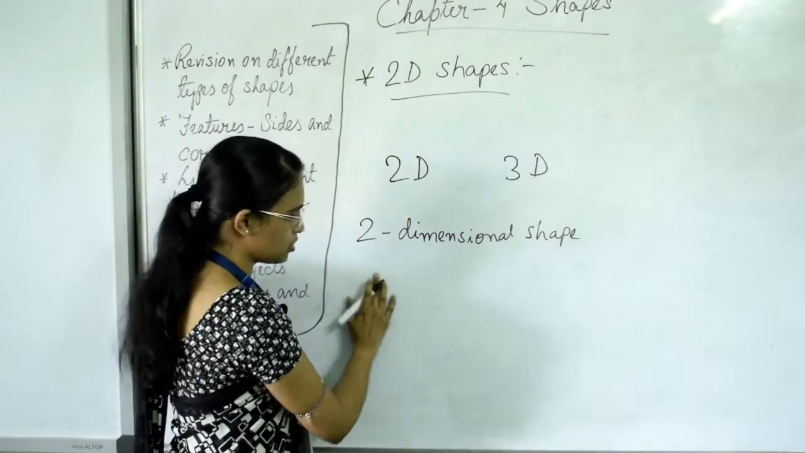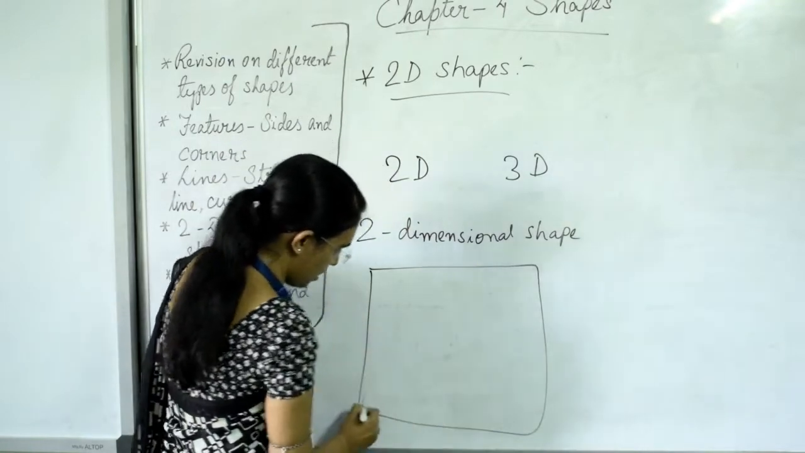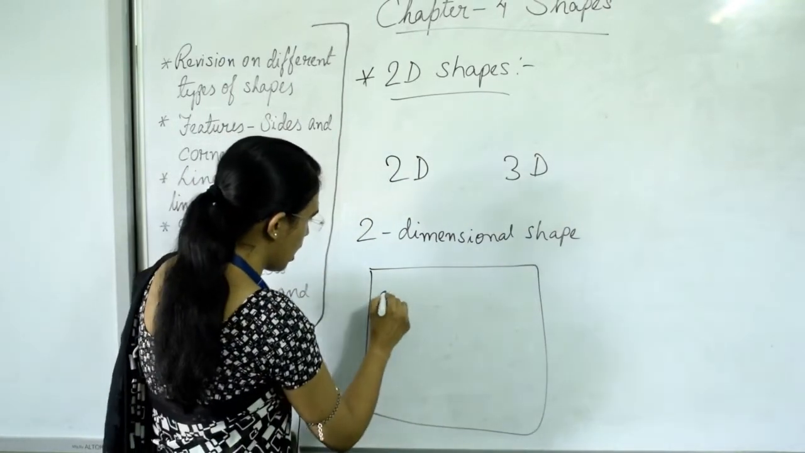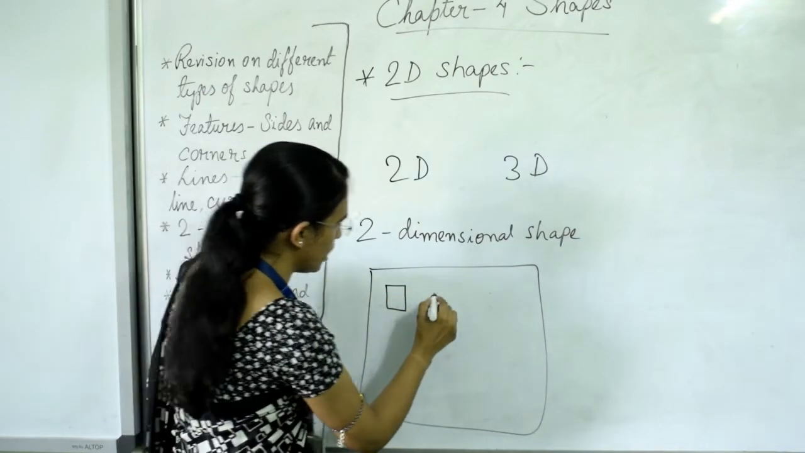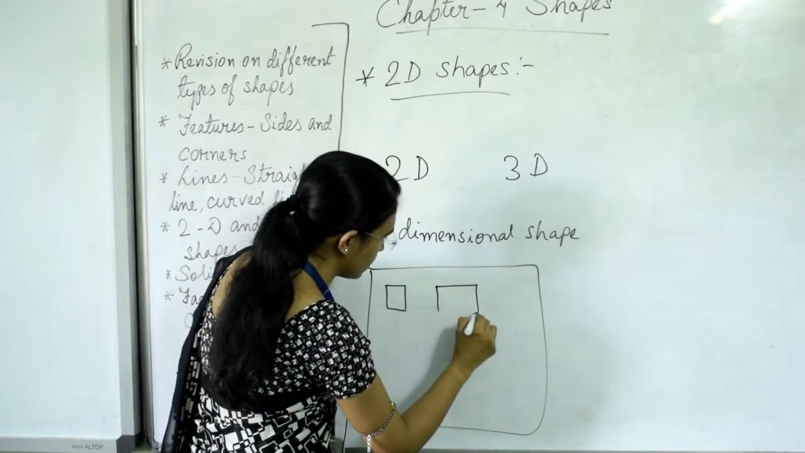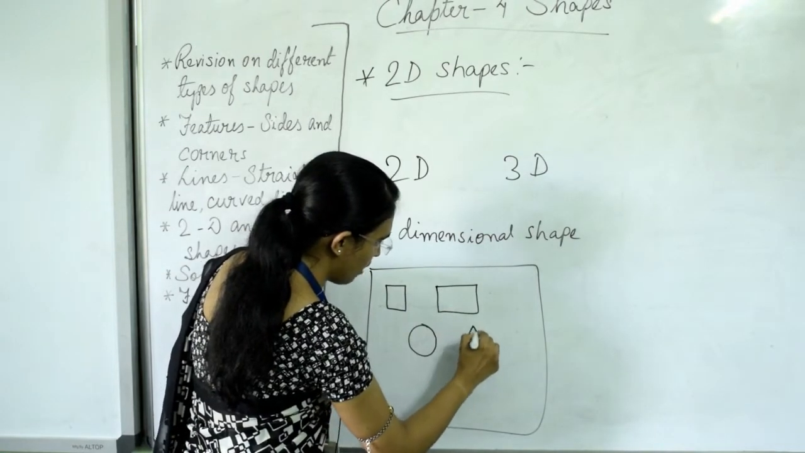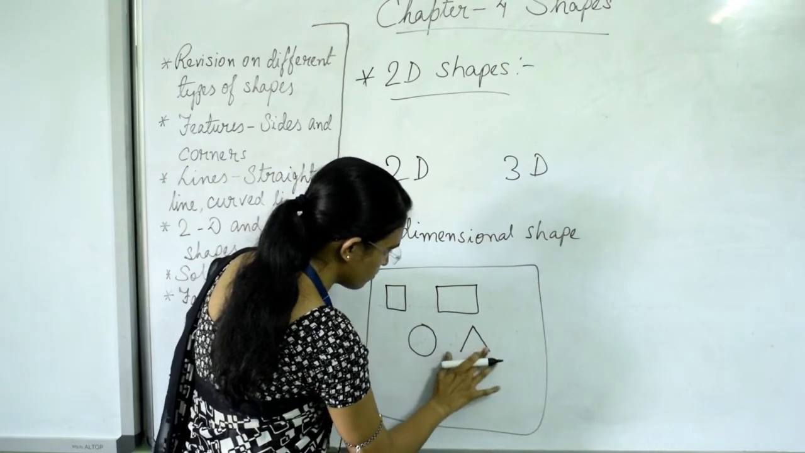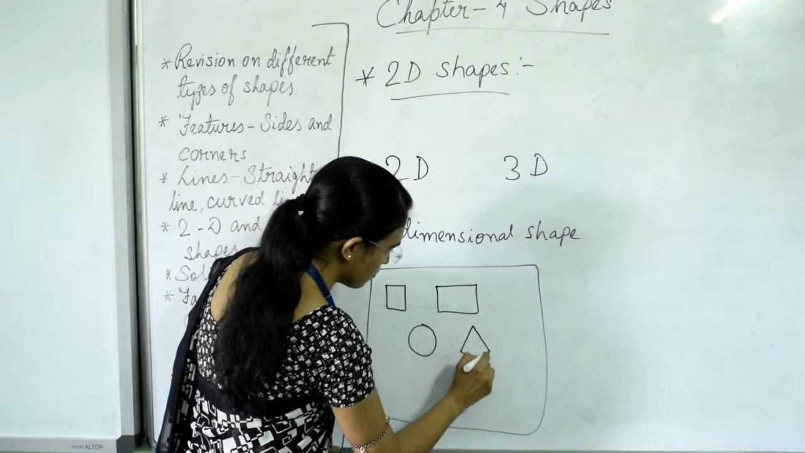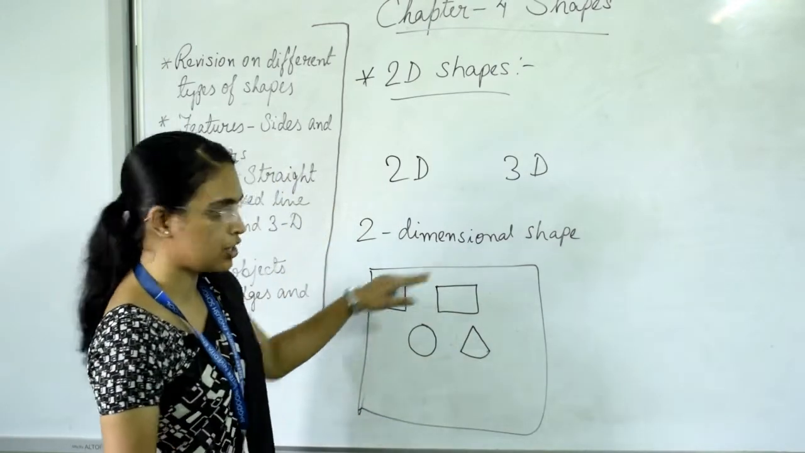Suppose this is a white paper and you have to draw a square. So you have drawn like this. Then a rectangle you have drawn like this. Then a circle you have drawn like this. A cone you have drawn like this. Okay, so these all shapes are 2D shapes.